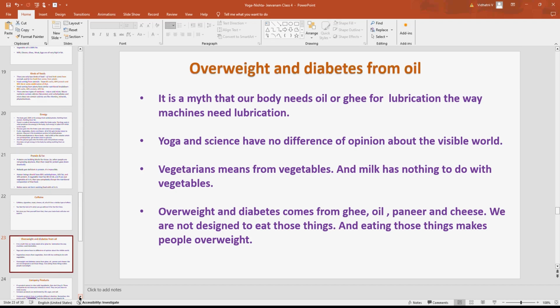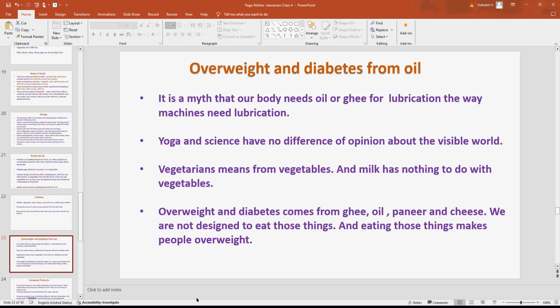So the overweight and diabetes comes from ghee, oil, paneer, cheese. We are not designed to eat those things. We need energy for the body, and that comes from carbohydrates, and carbohydrates come from plants and vegetables, plants and fruits, right, and grains and beans. So eating all of these foods, oil, animal products, meat, everything makes you overweight.